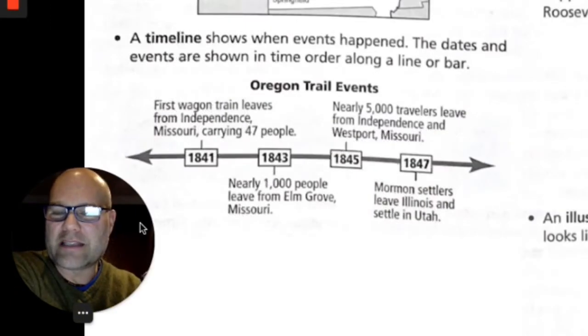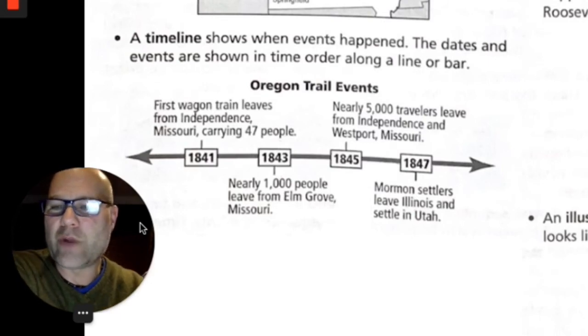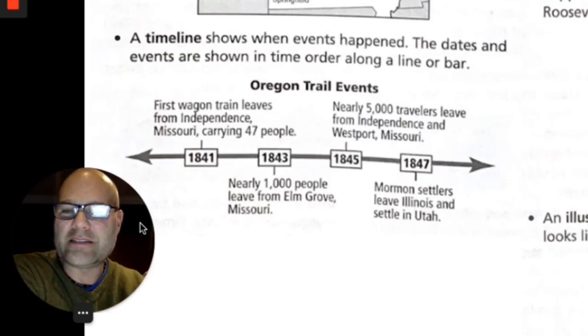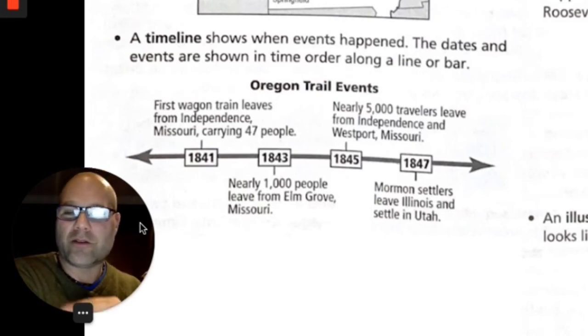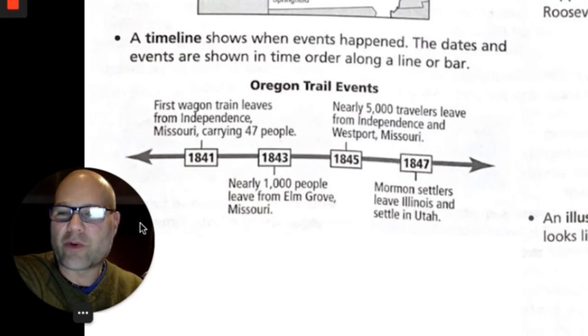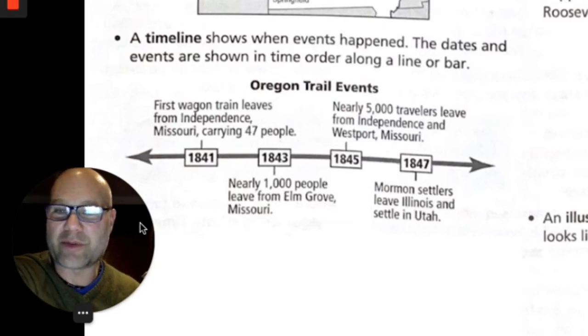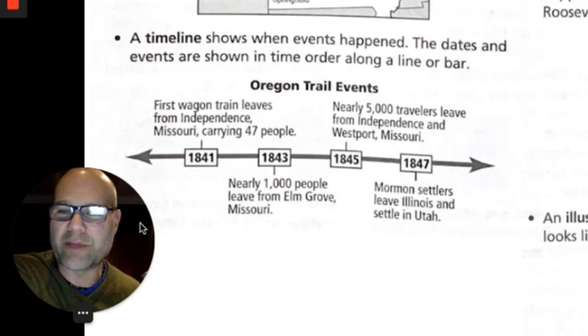Here is an example of a timeline also, and timelines show when events happen. The dates and events are shown in order along the line or bar. And here's an example one for the Oregon Trail. The Oregon Trail is something we're going to be reading about in just a little bit.